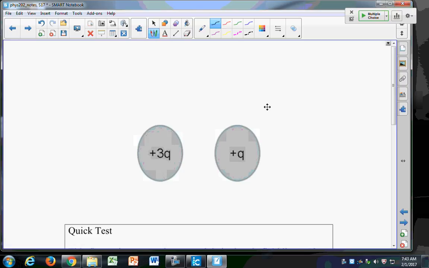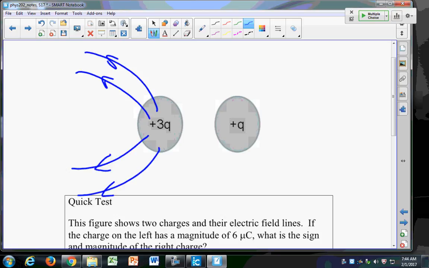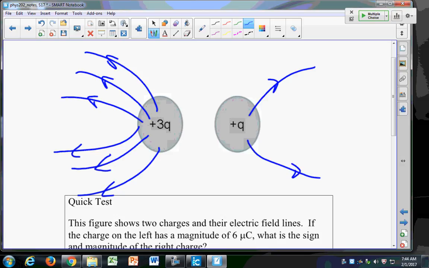All right, if I have charges that are like this, remember field lines come out of positive charges, but I don't have any negative charges here. They're going to look like this. I'll have field lines that will go apart from one another. If I draw these properly, I would have something like that, where this one has 3 times the number of field lines as that one.